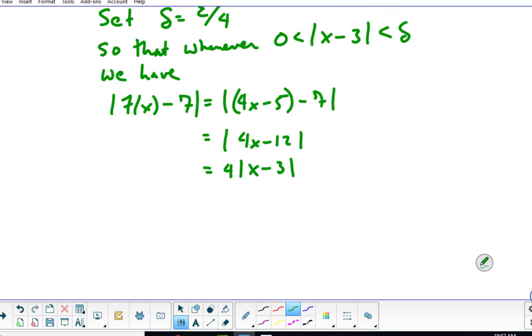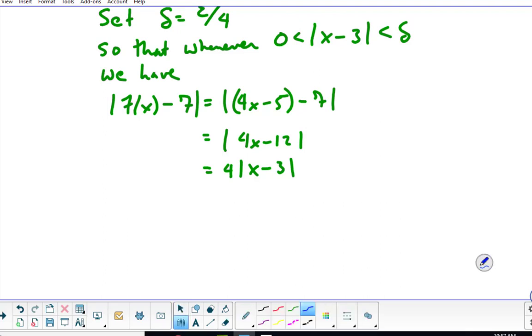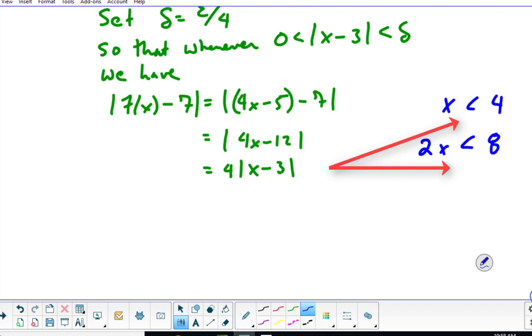What do we know about absolute value of x minus 3? We know that it is less than delta. Okay? So sometimes folks have a hard time with this. Let me write over here. x is less than 4. Okay? So if I saw the number 2x, what do I know this is? Well, if x is less than 4, then what do we know about twice x? It's less than 8. Okay? So if I know this, then this is equally true.